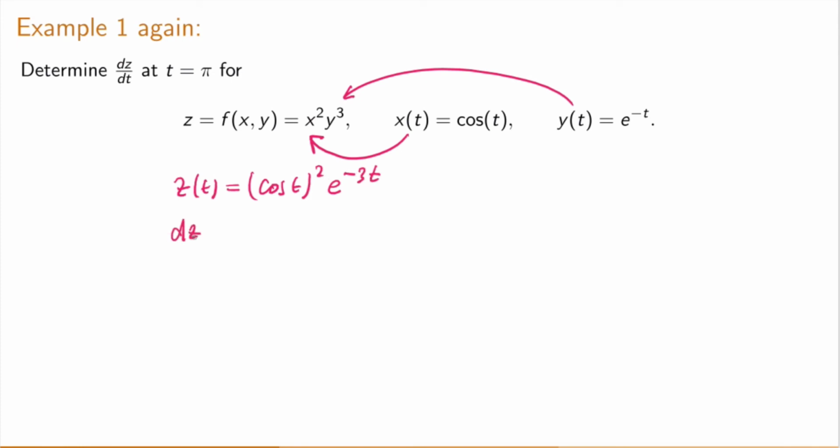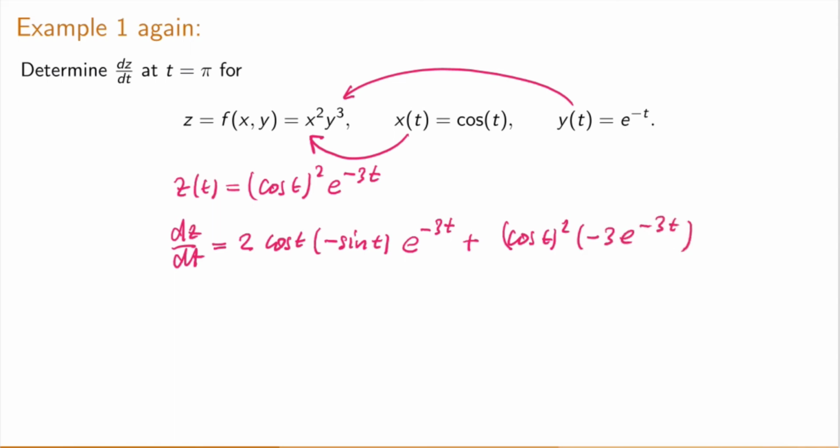So dz by dt would then be differentiating the cosine t square. So we get 2 cos t, inner derivative is minus sine, keeping the e to the minus 3t, and then plus differentiating the exponential, keeping the cosine t square times minus 3 e to the minus 3t.